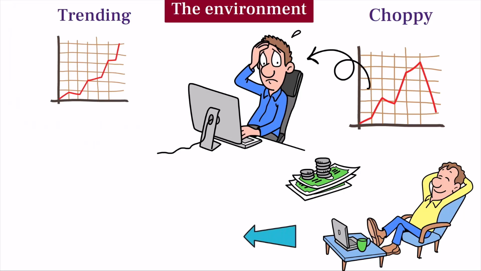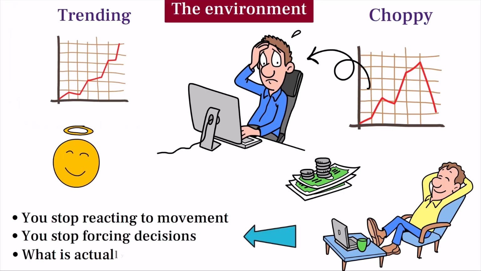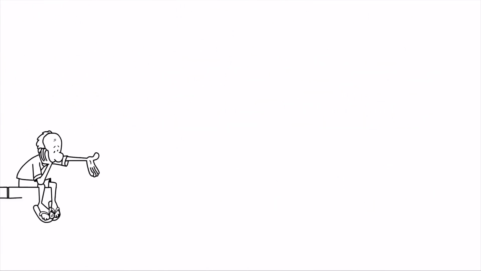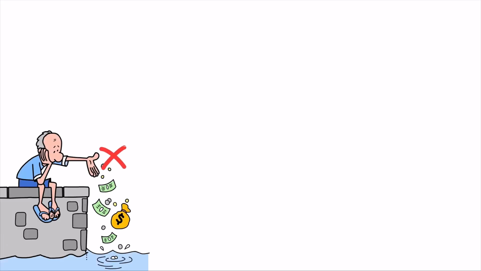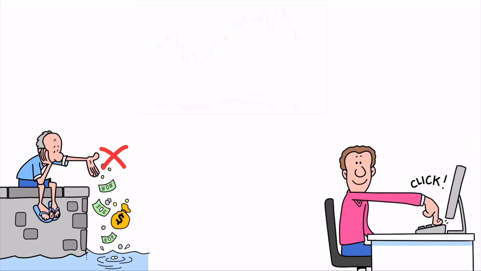When you learn to read the chart this way, everything starts to slow down. You stop reacting to movement. You stop forcing decisions. And you begin to see what is actually there. That is what Chart Whisperer is about. Not predicting the market, not chasing signals, but understanding how the market behaves so you can stay in control of your decisions.